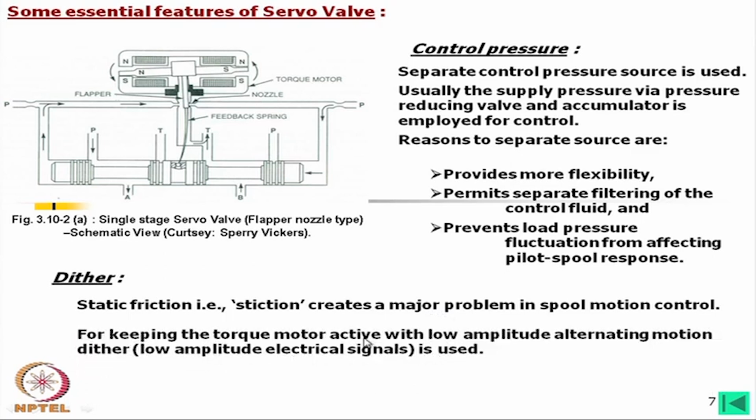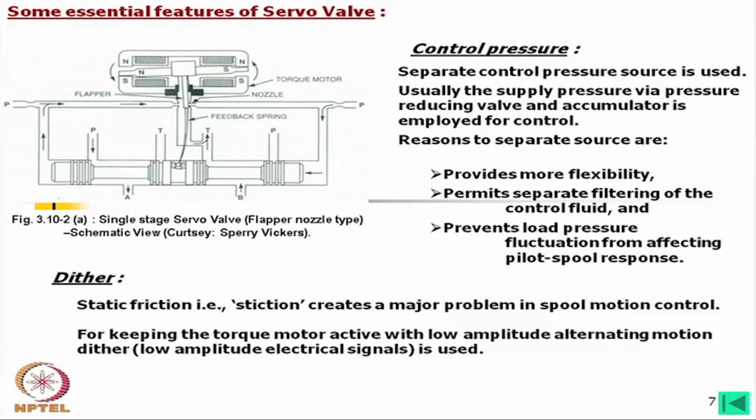For keeping the torque motor active with low amplitude alternating motion, dither, a low amplitude electrical signal, is used. What I understand is that using this dither, suppose we are trying to move a body like this, but we are moving it with small vibrations. So, the application of this dither eliminates the friction.